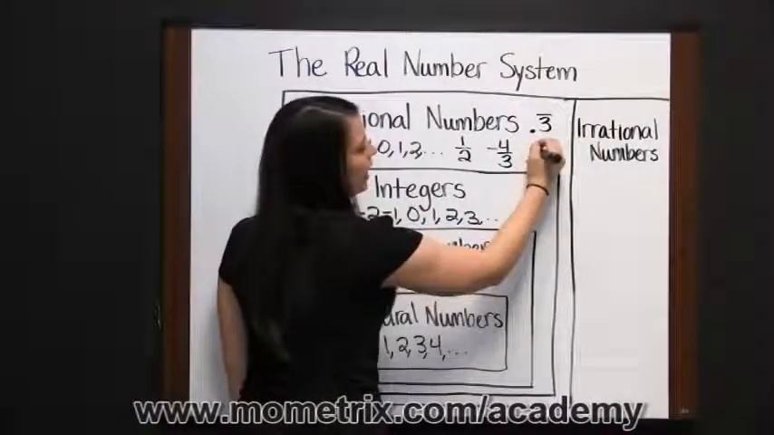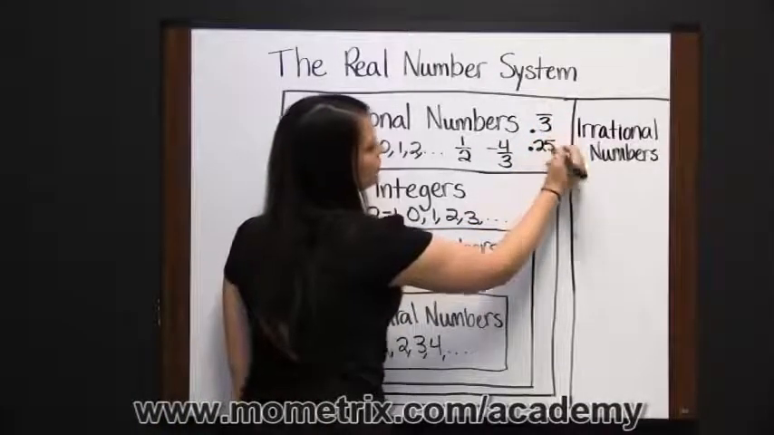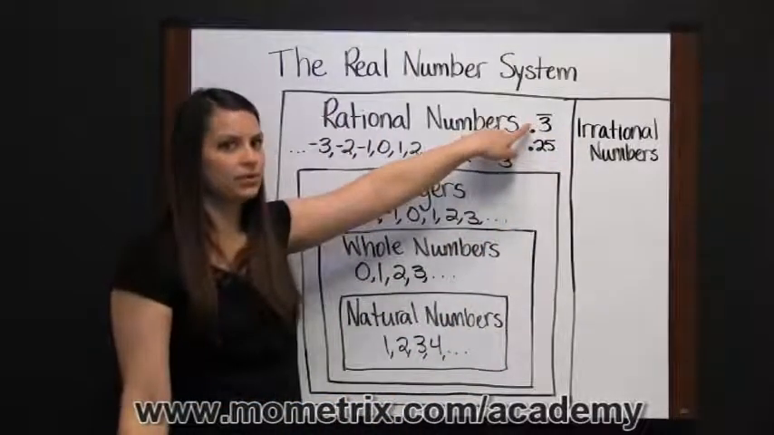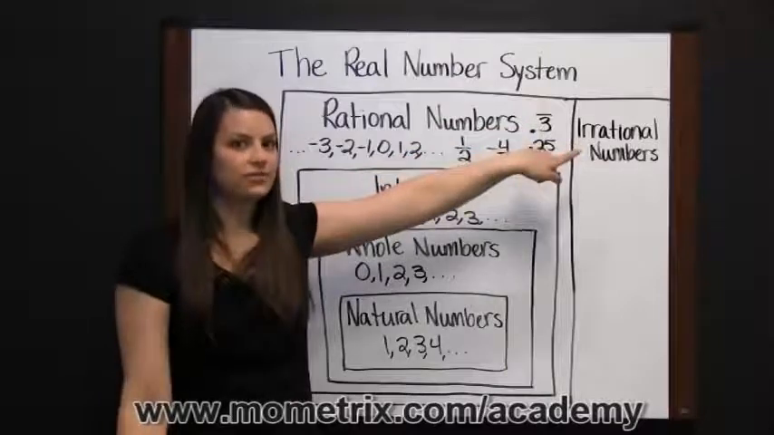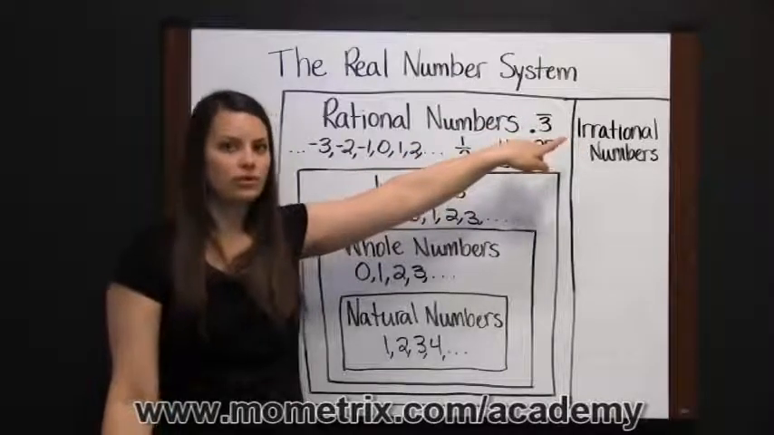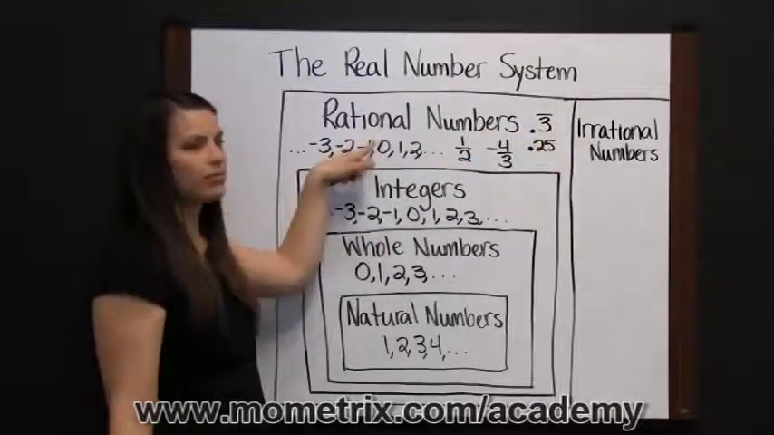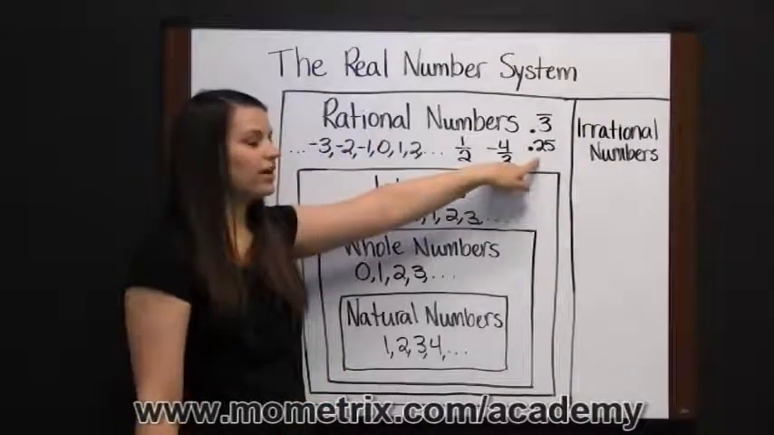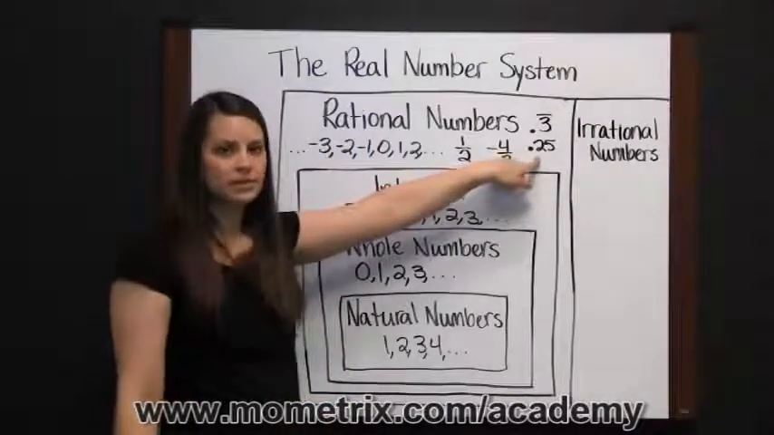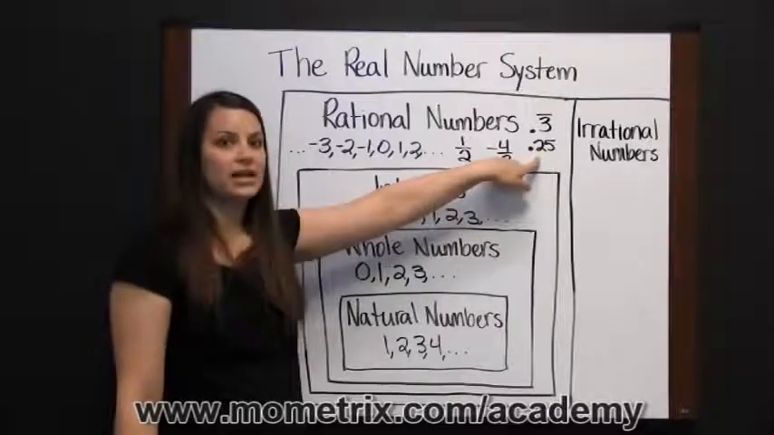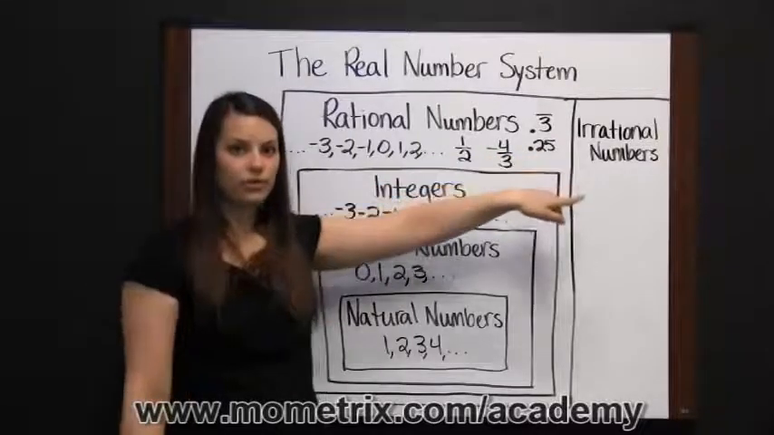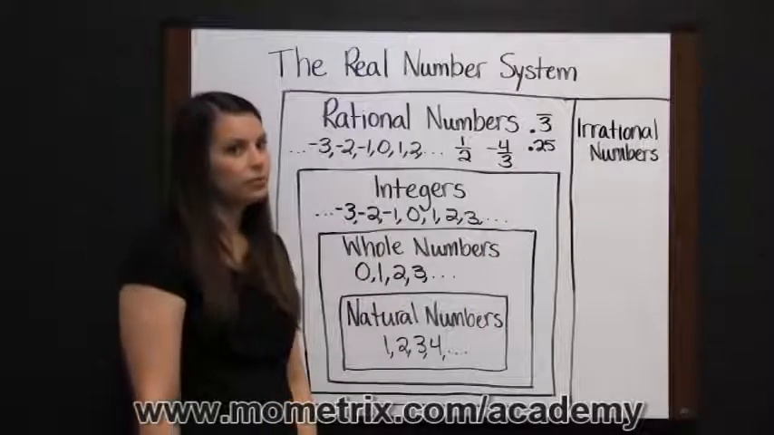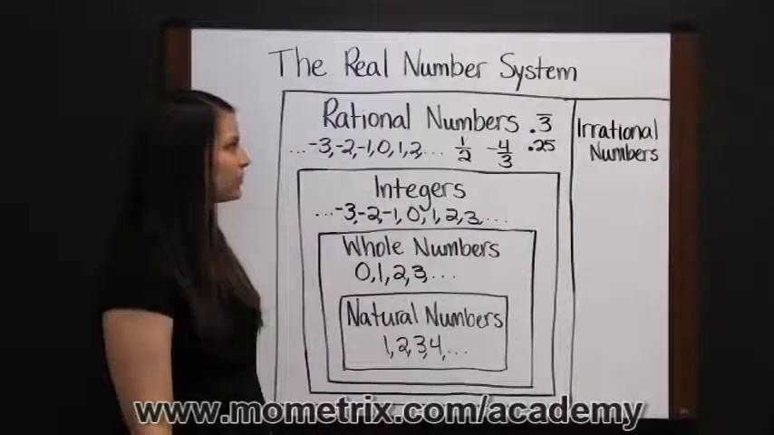0.3 repeating and 0.25. So 0.3 repeating is the repeating decimal, and it can be expressed as a fraction, 1/3. So again, it's a rational number since it can be written as a ratio. 0.25 is a terminating decimal, and it can also be written as a fraction, 1/4. So again, it's a rational number since it can be written as a ratio.